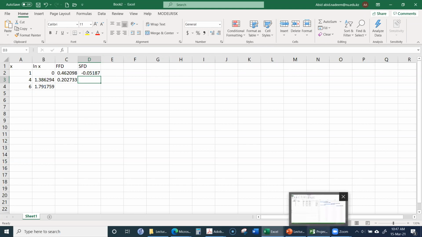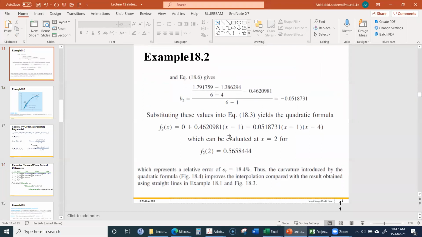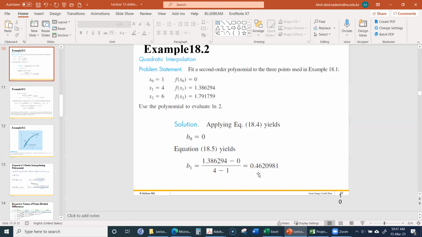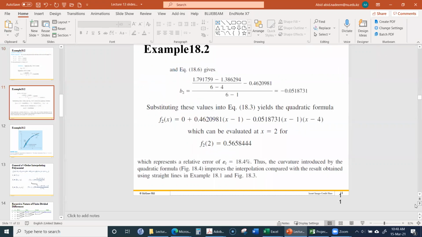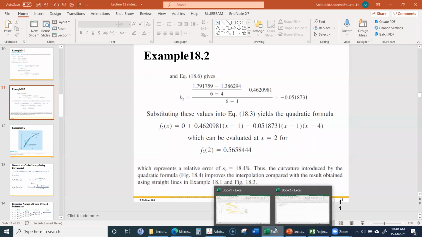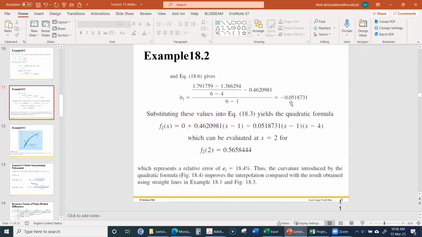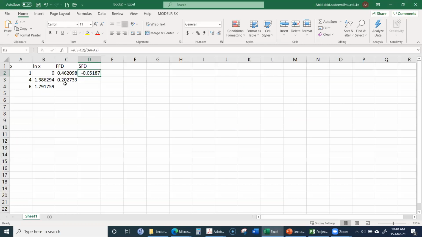For example, in this example, 18.2, here we got these values. The first finite difference was 0.462098. So where was that? Yeah, this one. And then we got the second finite difference, this one, minus 0.405. And this value, although it is not given over here, is the same as this value, 1.79 minus 1.39, which will be the same as this value, 0.20.